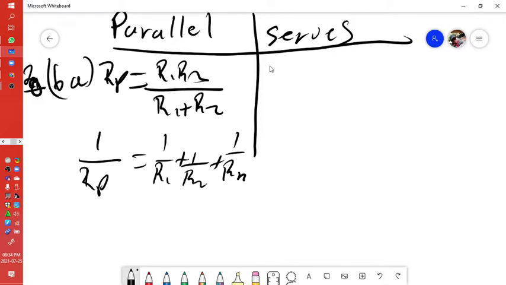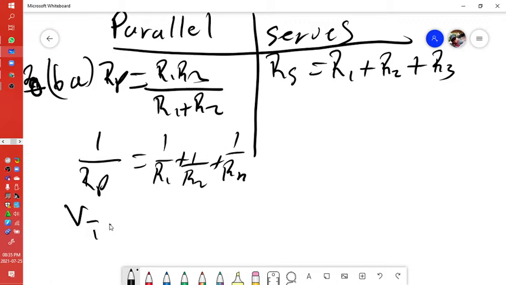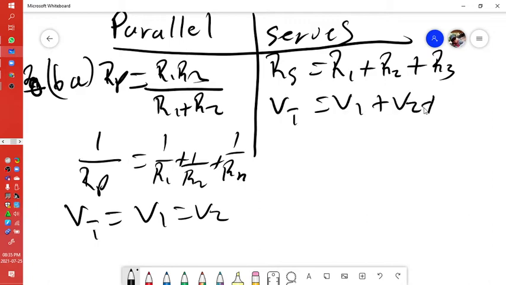Then in series, when you want R series, you have R1 plus R2, then add R3. So this is how you add your resistors in series. Then I also summarized, in parallel, V total is equal to V1, which is equal to V2. But in series, V total is equal to V1 plus V2 plus Vn.